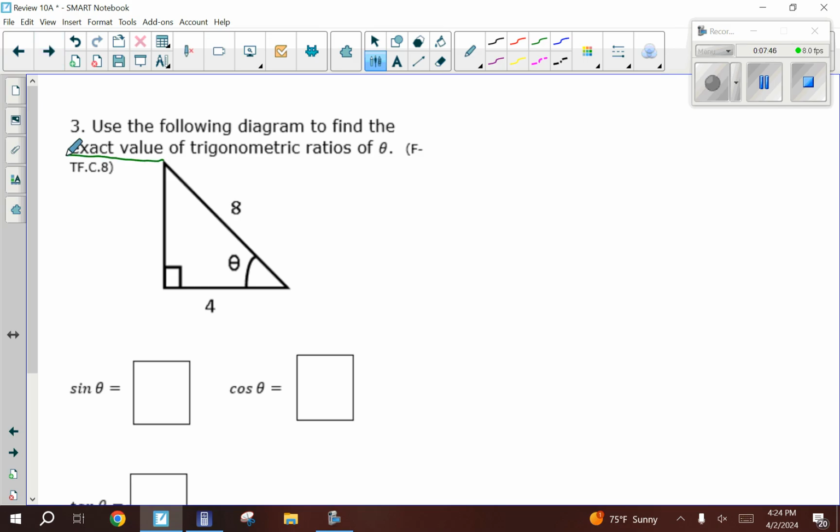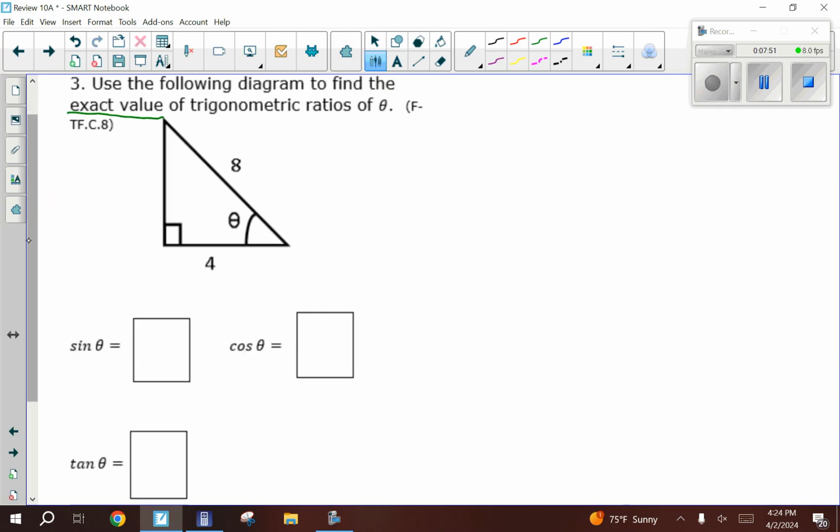When it says exact value, that just means the fractions. So they want us to set up the fractions for SOHCAHTOA. Now the only issue is we don't have this missing side over here. So the first thing I would do is find the missing side, x, and because we have two numbers for the sides already, we could just do a squared plus b squared equals c squared. When you do a squared plus b squared, the a squared and the b squared have to be the two sides that create the 90-degree angle. Those are the legs of your triangle. So this would be x squared plus 4 squared equals 8 squared.